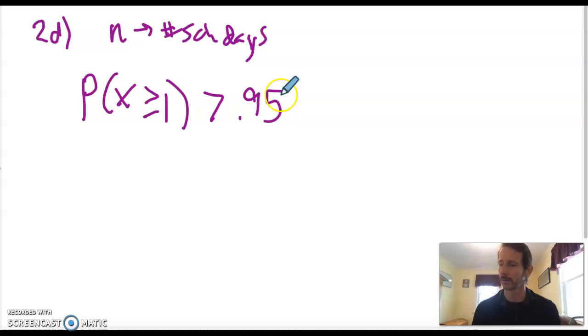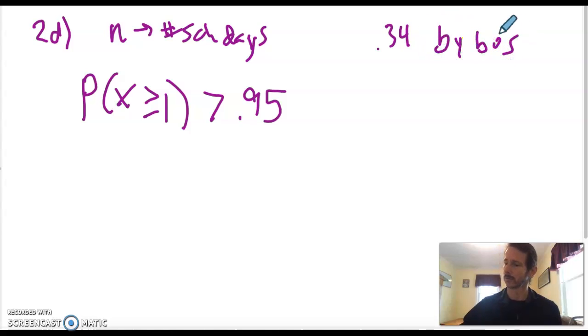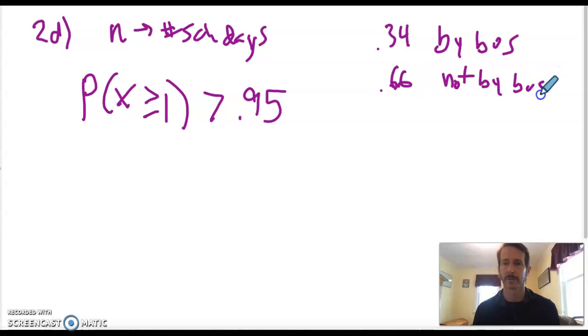And what we do know is that, and I'm going to double check this, I'm pretty sure, yep. We do know that there's a 0.34 chance that she goes by bus, if I'm looking at my work correctly from earlier on. Boom, 0.34, yep. Which means there's a 0.66 chance that she does not go by bus. And that's going to come into play and help us in a minute.